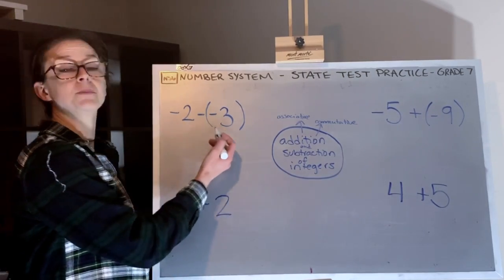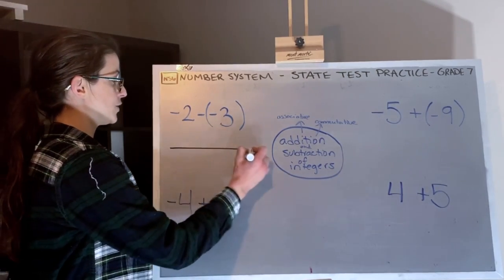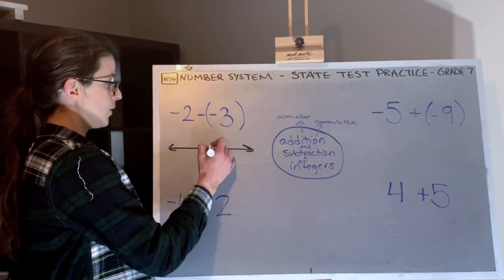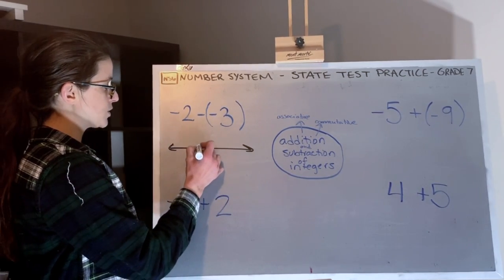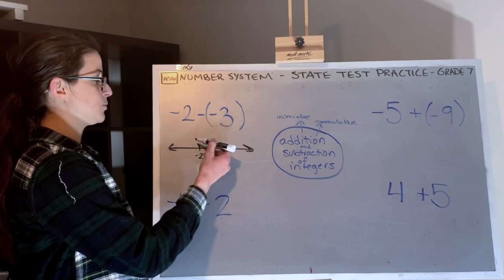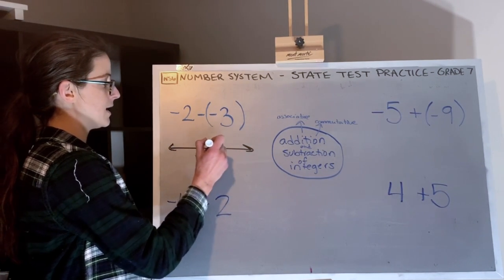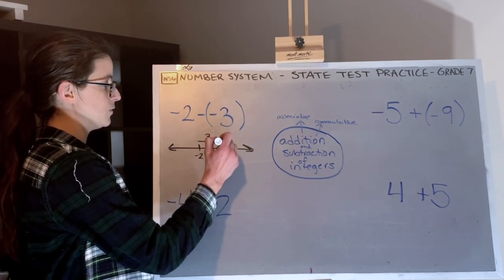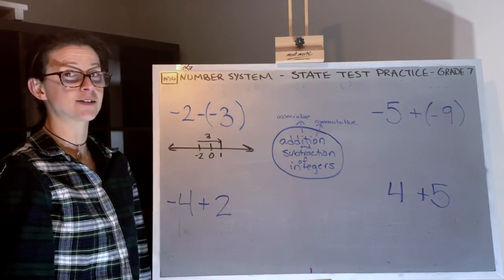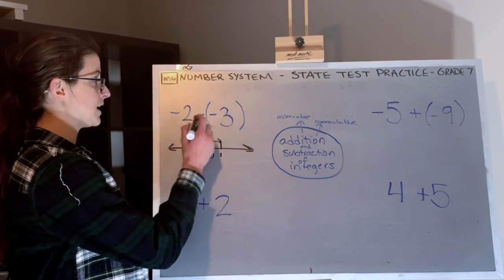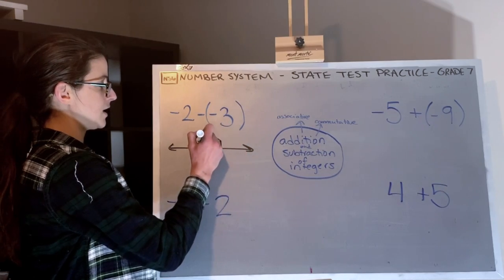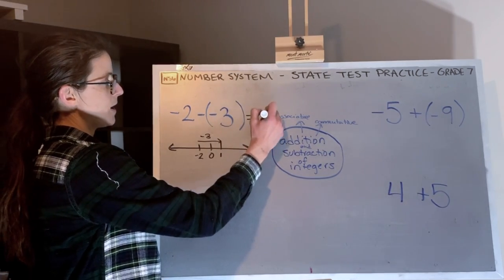We have -2 minus -3. So first let's visualize where we are on the number line. Here's 0, we're starting at -2, and we're subtracting -3. So we end up moving to the right 3 units, and we end up at +1. So we know that -2 minus -3 equals +1.